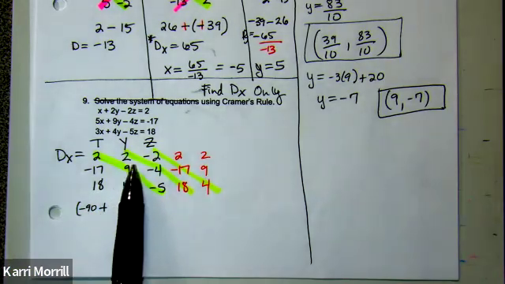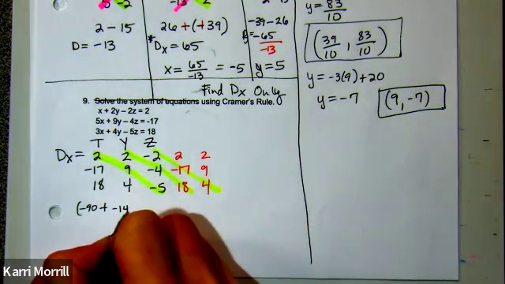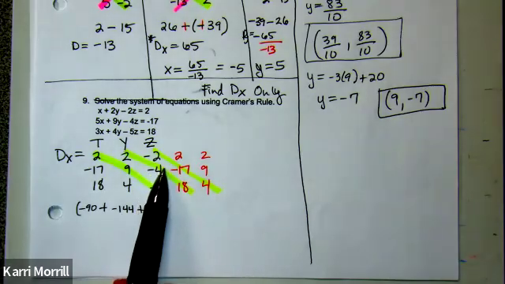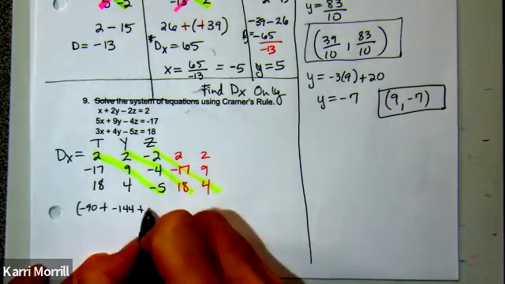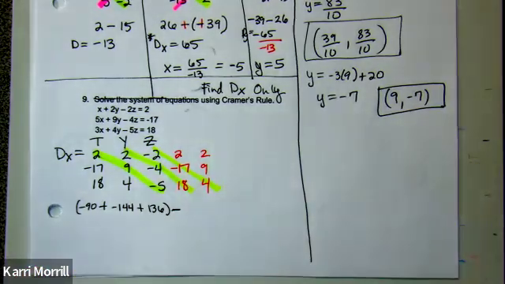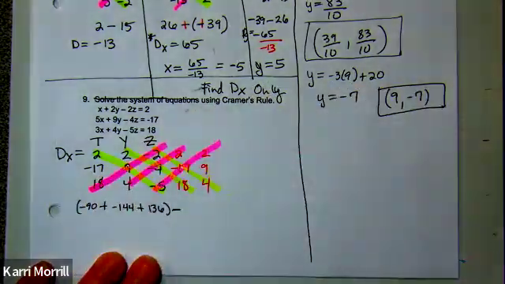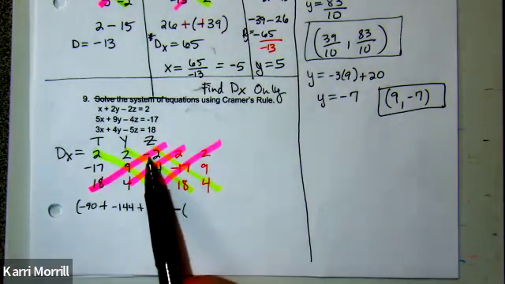Plus 2 times -4 times 18 would be a -144. Plus, this will end up being positive because you just have two negatives. So 2 times 17 times 4 is a positive 136. So those are our downs. And we're going to subtract our ups. So sometimes they are these big numbers. So we know this will be negative because we only have one negative.